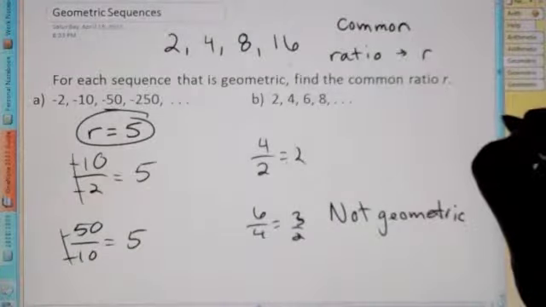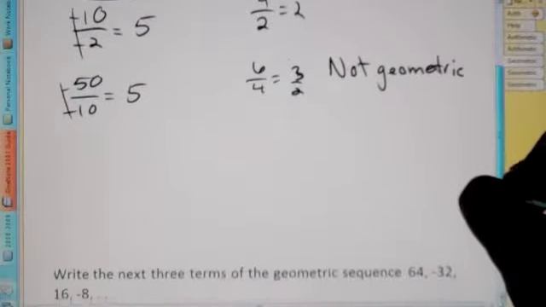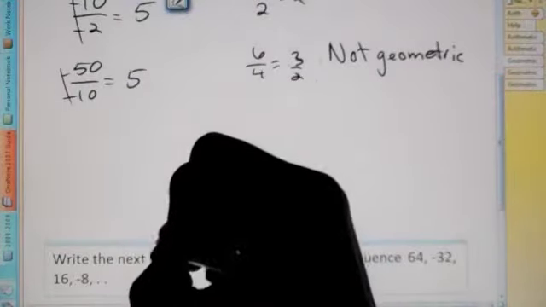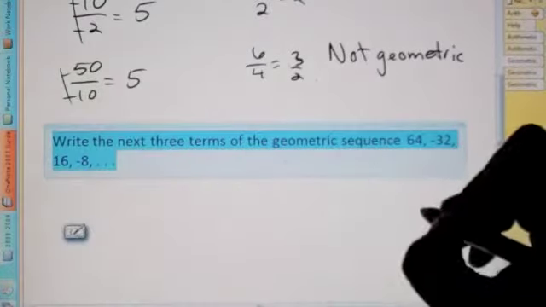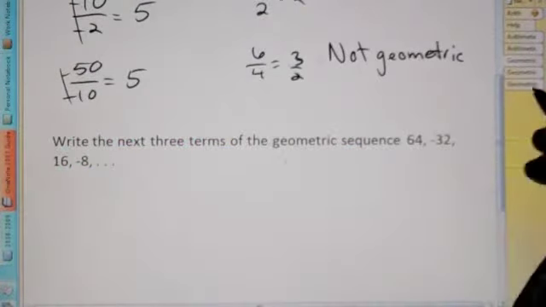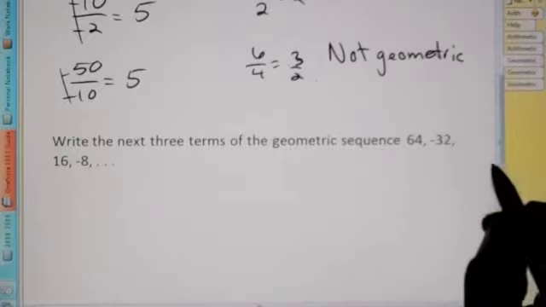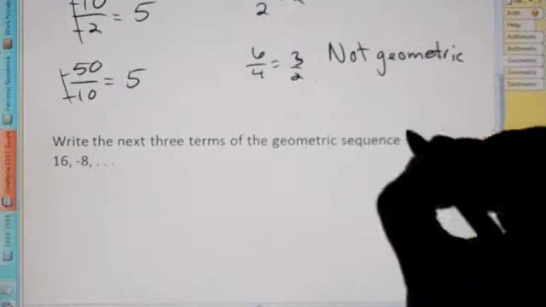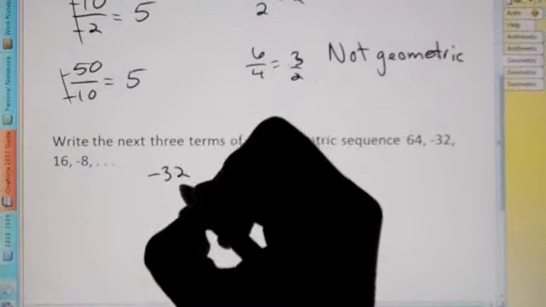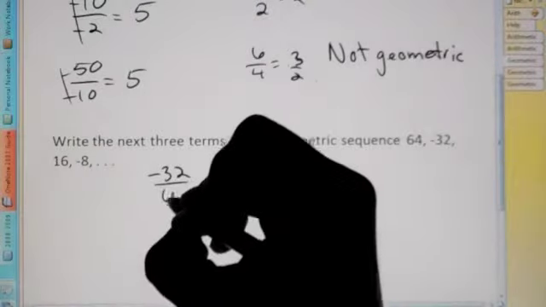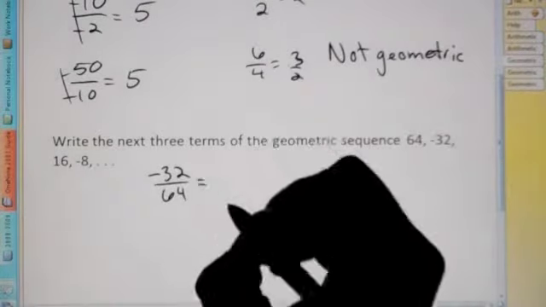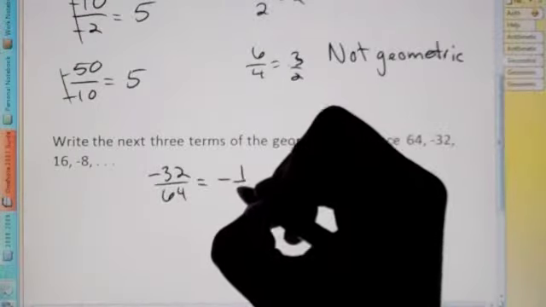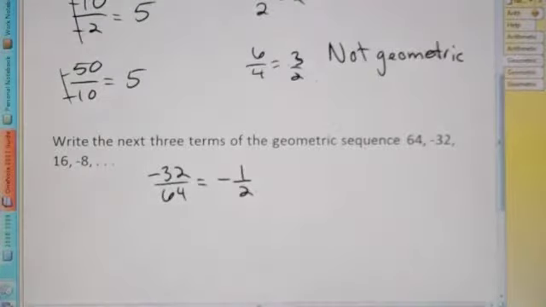Okay. All right. Now it says write the next 3 terms of the geometric sequence 64, negative 32, 16, negative 8. We need to find the next 3 terms. First of all, we need to figure out what our ratio is. So I'm going to take any number besides the first. So I'm going to take negative 32 and divide it by the one before it, 64. Which we could actually reduce by 32, so it ends up negative 1/2. So this is our ratio, our common ratio.